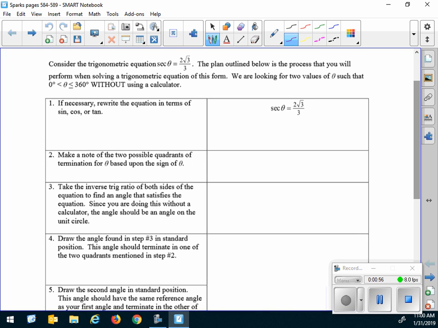Consider this trig equation. Secant theta equals 2 root 3 over 3. The plan outlined below is the process that you will perform when solving a trig equation of this form. We are looking for two values of theta such that, now notice this one's working in degrees, so you're going to want your answers in degrees without using a calculator. Now notice this is two values of theta.